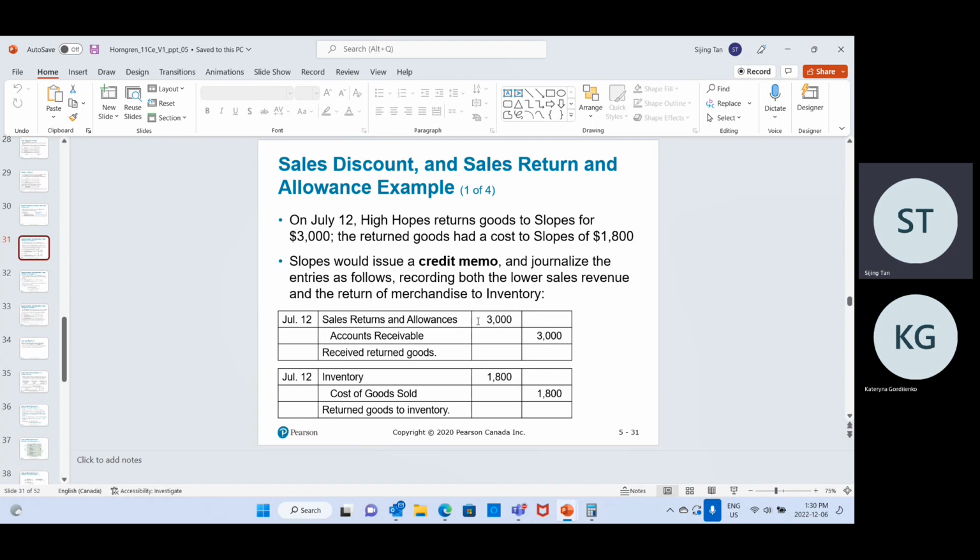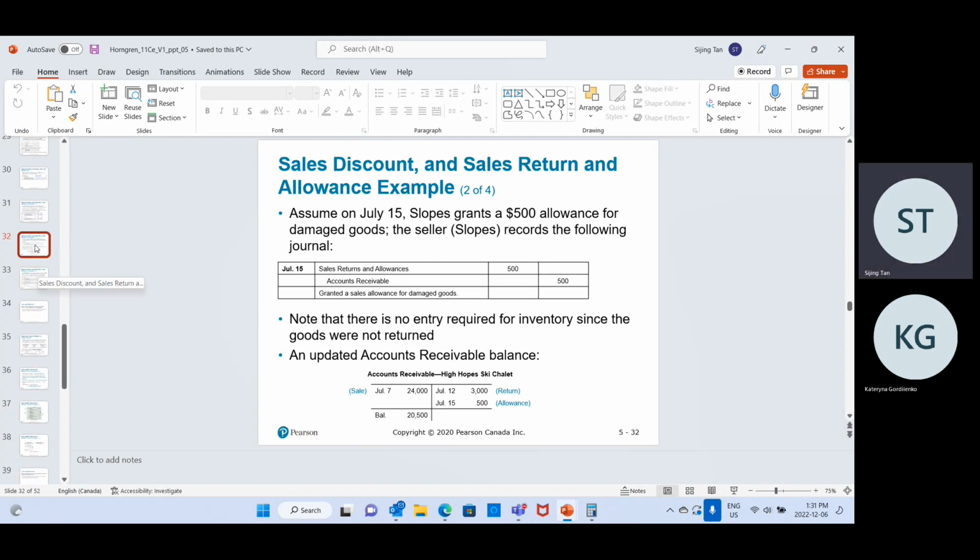So we debit sales returns and allowances, credit accounts receivable. This is from the seller's perspective, right? So that means our accounts receivable would decrease, and sales returns and allowances increase by $3,000. And same thing, when there is a sales return, we have to record the cost of goods sold. So we debit inventory, credit cost of goods sold. So memorize those journal entries. You're going to use them in your final exam.